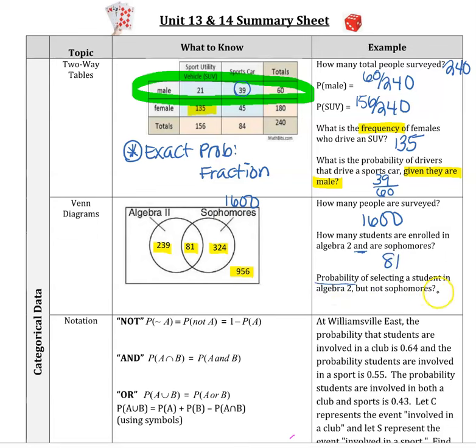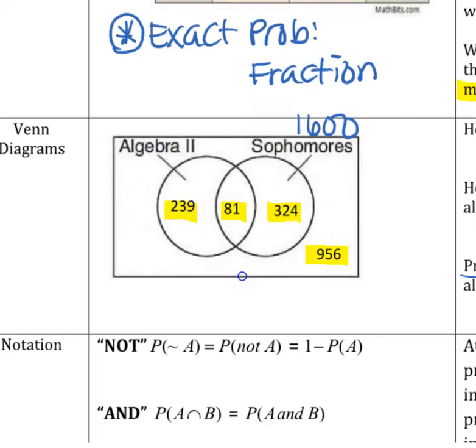Probability of selecting a student in Algebra 2 but not a sophomore. Okay, so I go to my Algebra 2 circle. So everybody in the circle is in Algebra 2, but I don't want to overlap with the sophomore circle because it doesn't want my student to be a sophomore. So therefore, that's 239 total students. Now, since it's asking for a probability, that means out of everybody in the survey here, so that would be 1,600.